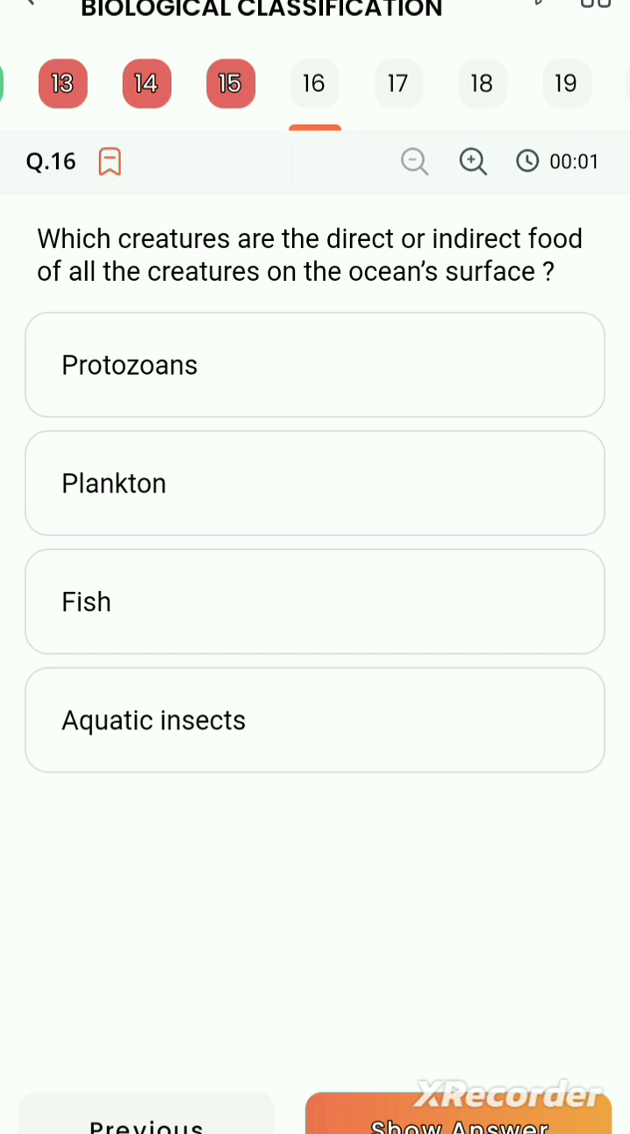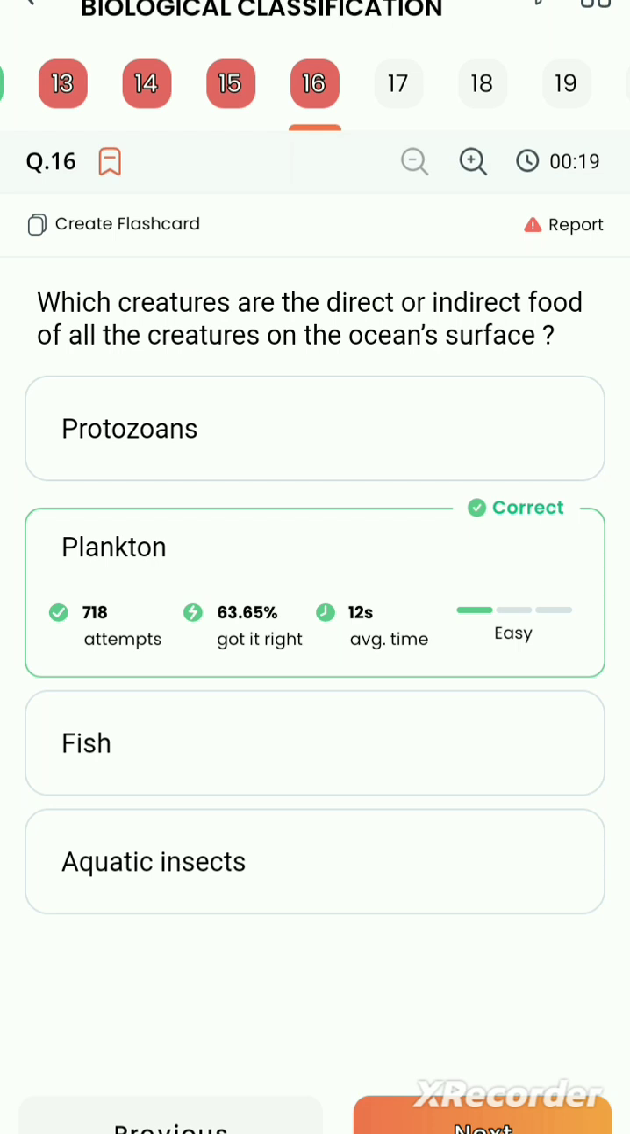16th question, which creatures are the direct or indirect food of all the creatures on the ocean surface? On the ocean surface, which of the creatures will be present? Fish, obviously not. Aquatic insects, obviously not. Protozoans or plankton? It is phytoplankton.